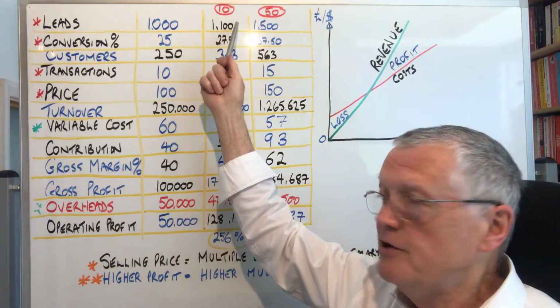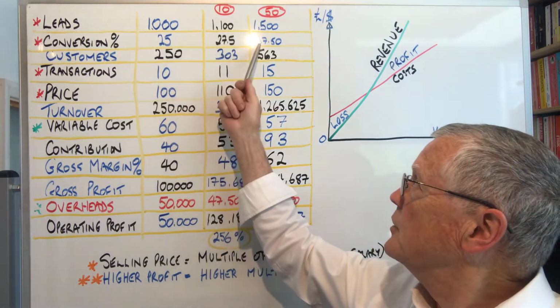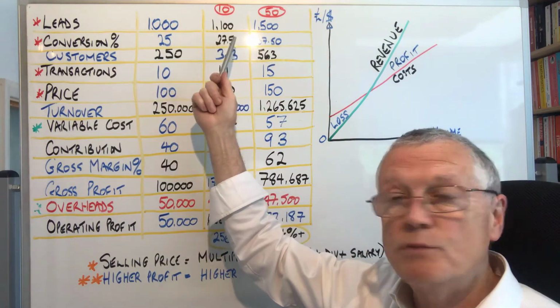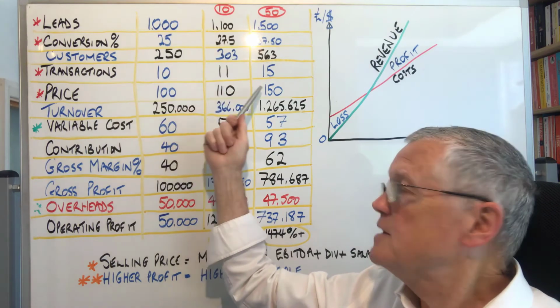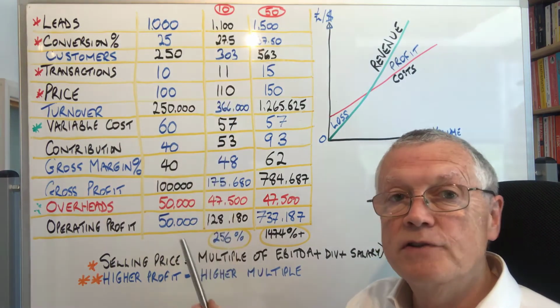So we'd end up with 1,500 leads instead of 1,000, we'd end up with a 37.5 conversion rate instead of 25. They'd buy 15 times instead of 10, and they'd spend 150 on average instead of 100.